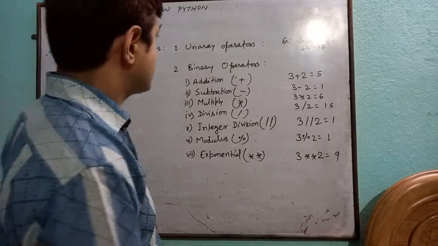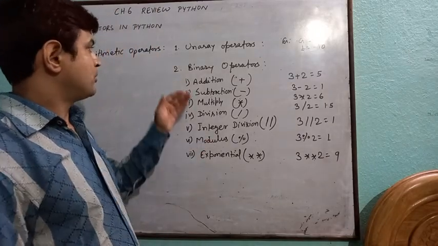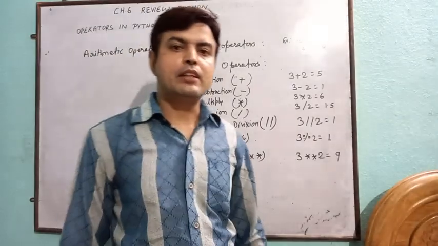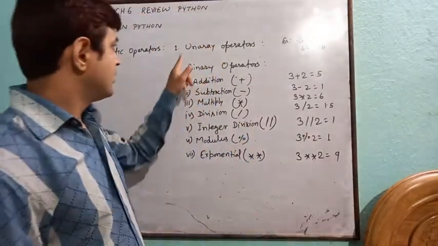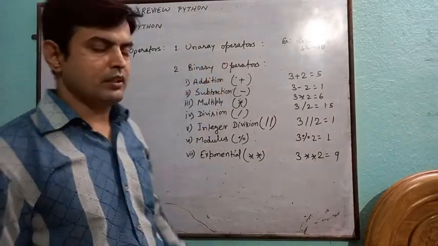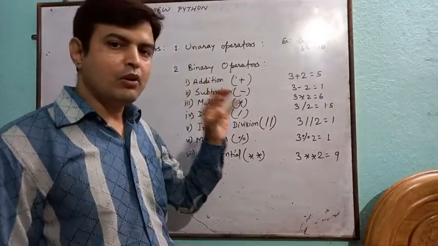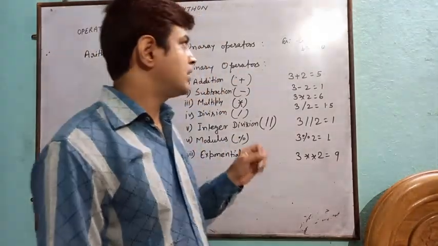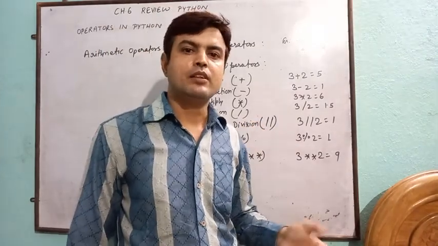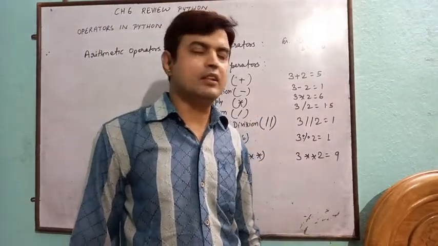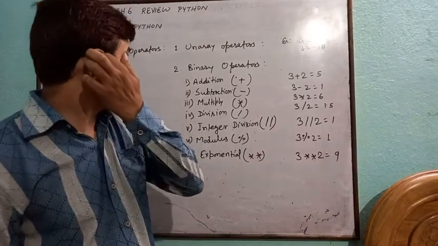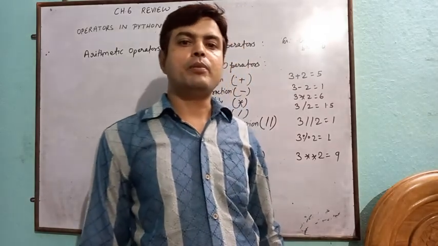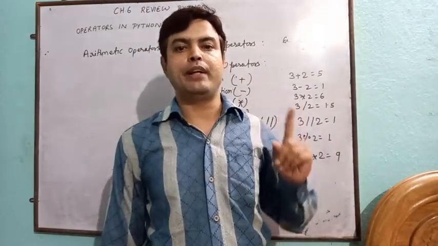So let us discuss the different types of arithmetic operators. Basically, arithmetic operators are of two types: unary operators and binary operators. We are familiar with most of the binary operators. We have been using unary operators so far, but we are not familiar with them. So first, we will discuss unary operators. Unary operators are the operators that require only one operand.